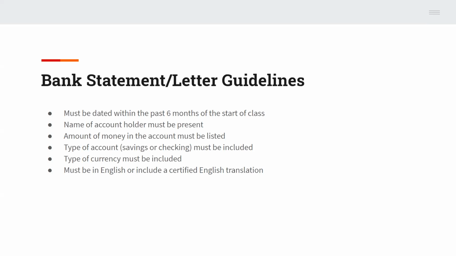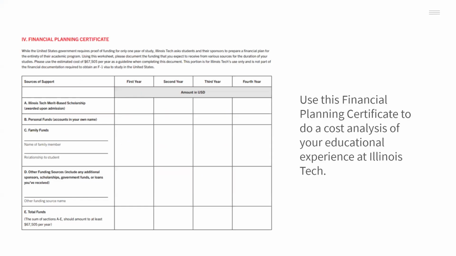Again, those are for the bank statements or some type of letter saying that you do have enough funds to come to the institution. This is something that I really highlight to our students, and I highly recommend that you use it. It is a financial planning certificate to do a cost analysis of your educational experience at Illinois Tech. It is very important that you are aware of what you will be expected to pay while you study during the 4 years here at the institution, or 5 years should you decide to go for the co-terminal program.